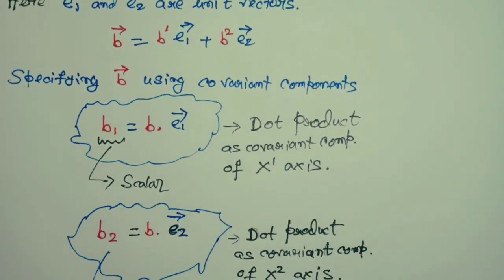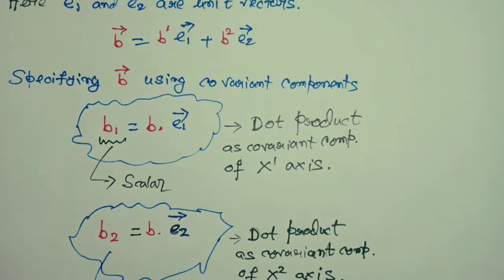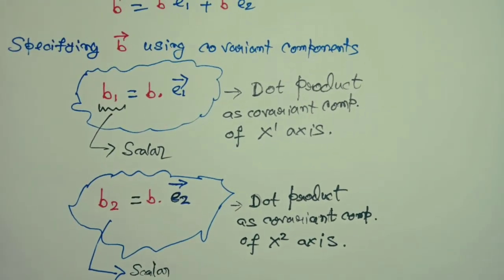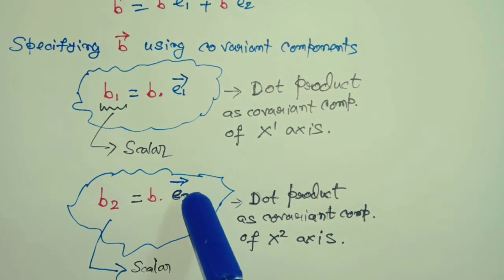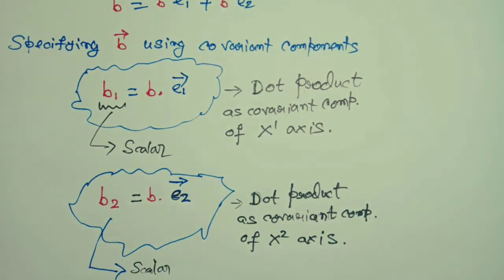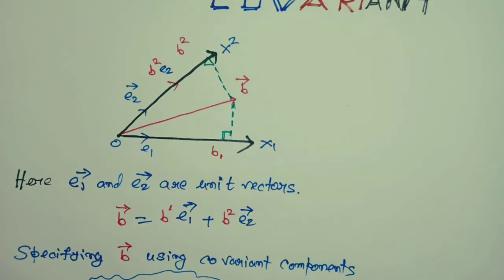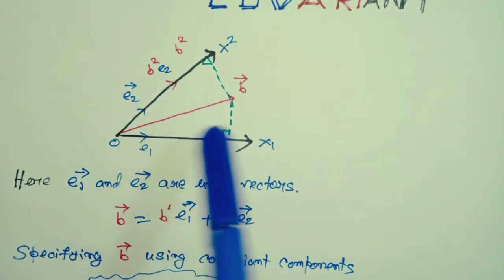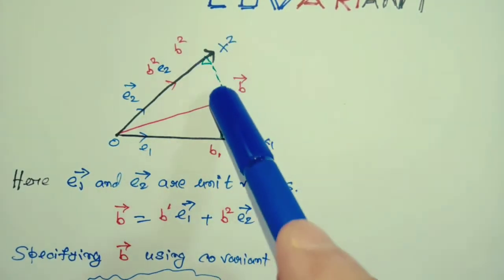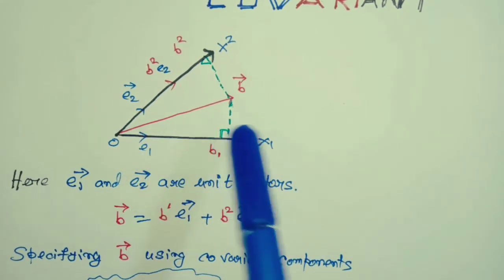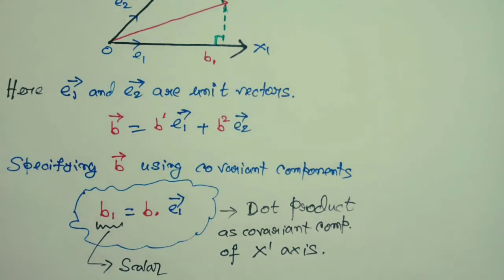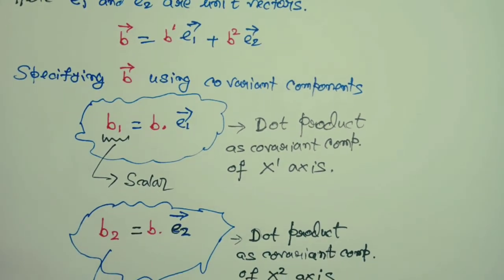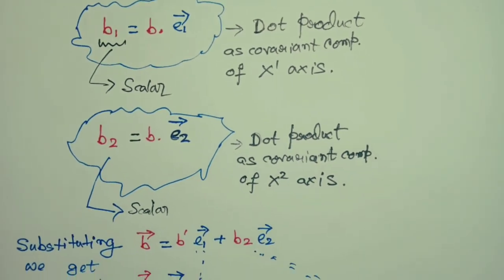In a similar fashion, we can use B2, which I have also written as a scalar product, equals B dot E2, which is the dot product of the covariant of the x2 axis. So you see B1, B2, these are all perpendicular projections because they have 90 degrees. This one represents the x1 axis, this one represents the x2 axis. So this one is the dot product representing x1, this one is the x2 axis.